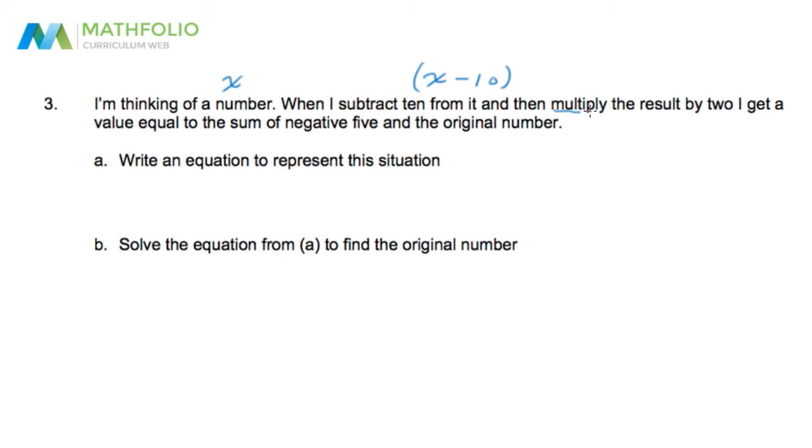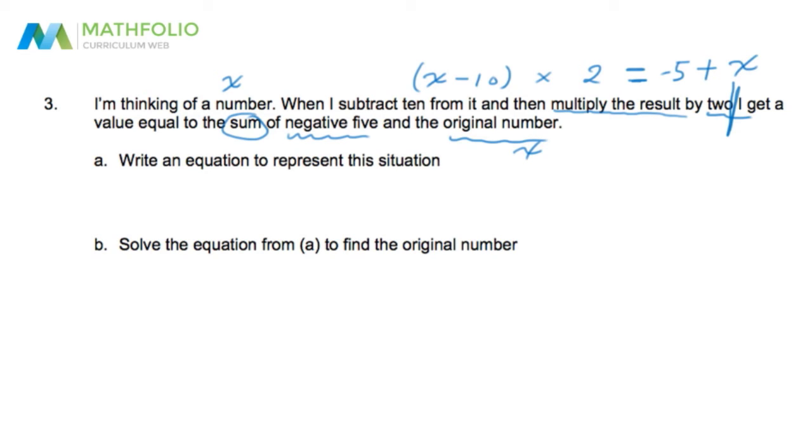Then says, and multiply the result by 2. So I would do this times by 2. So far I'm up to here, and I did everything. I get a value equal to the sum, so what I get is something equal to the sum, so I'm thinking about addition, the sum of -5 and the original number. Well, -5, we can write like this. The original number we know is x.